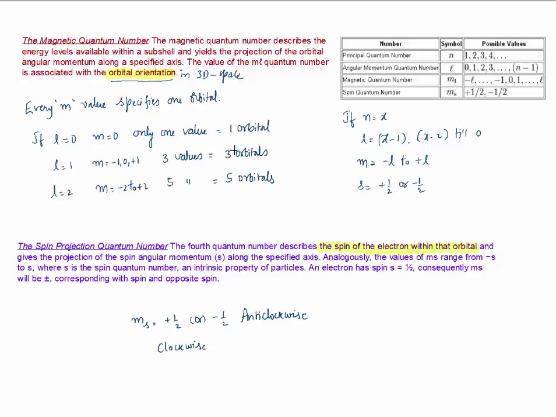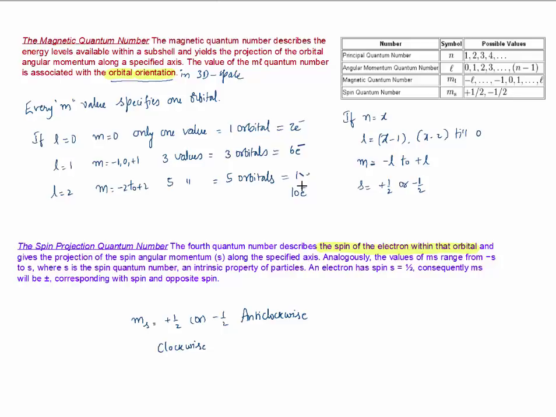Please remember, every orbital can take 2 electrons. So one orbital will take 2 electrons, 3 orbitals will take 6 electrons, and 5 orbitals will take 10 electrons. This is a small technical problem, that's why it's not writing properly. Please remember, 10 electrons.